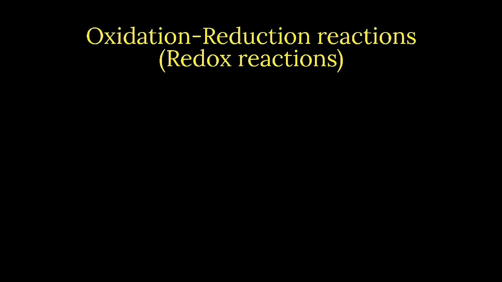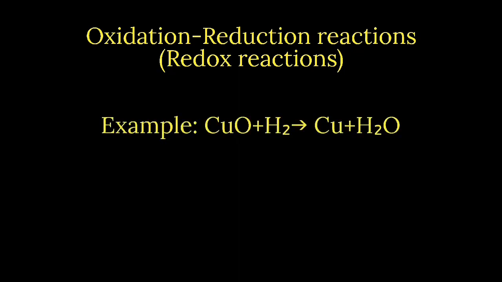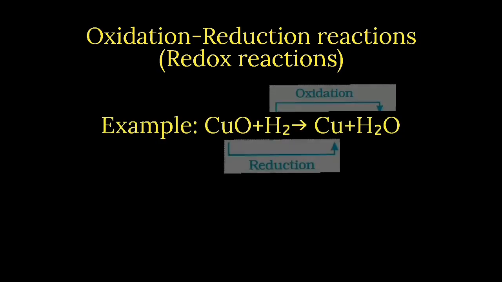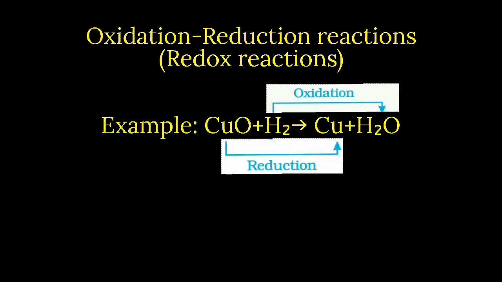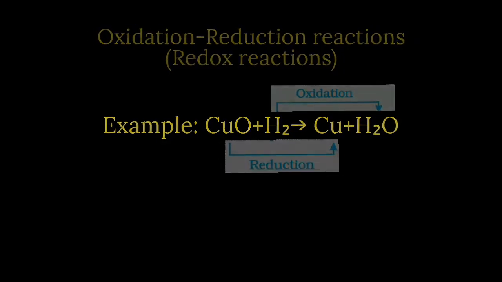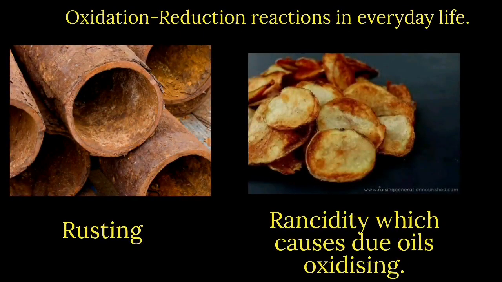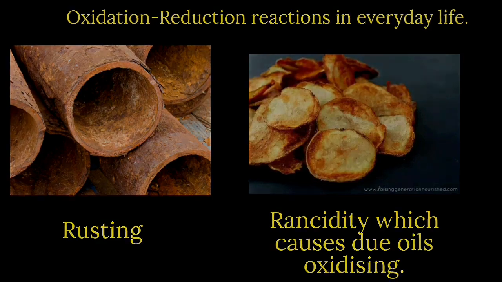There are reactions in which oxidation and reduction occur simultaneously. Those are called oxidation-reduction reactions. For example, the same reaction of copper oxide with hydrogen. In this one, copper oxide reduces to copper and hydrogen oxidizes to form water. Rusting and rancidity, which is something that happens when oil oxidizes, are examples of oxidation-reduction reactions in everyday life.